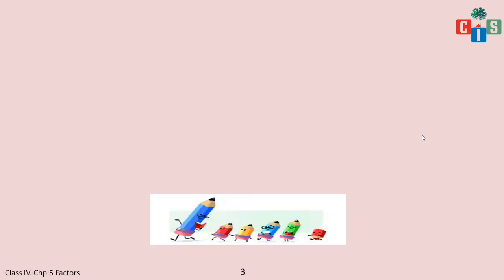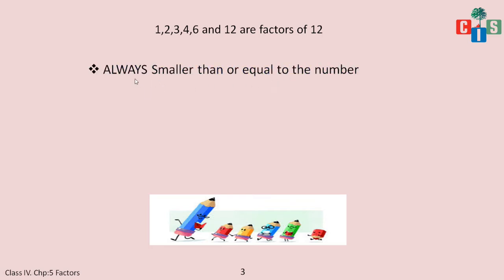Now moving on to certain facts about factors. Students, we saw that these numbers are the factors of 12, so let's have some facts about it. The first fact is that factors are always smaller than or equal to the number. See, the number is 12 here and the factors are as such. They are always smaller than the number 12, and the last one is equal to the number 12.